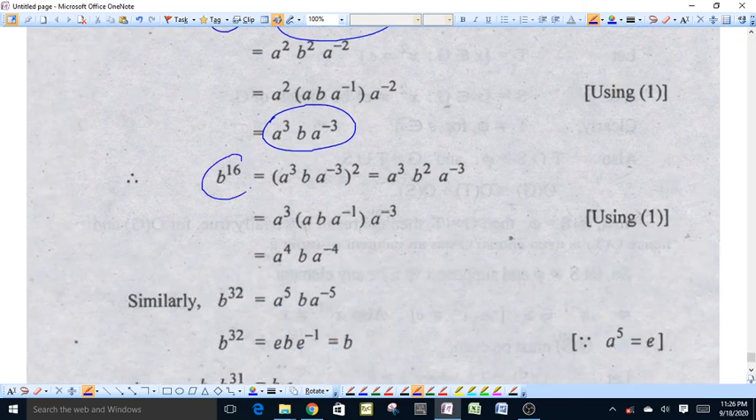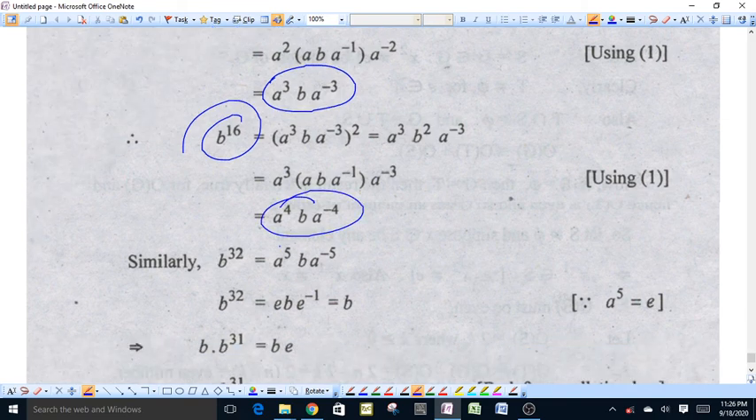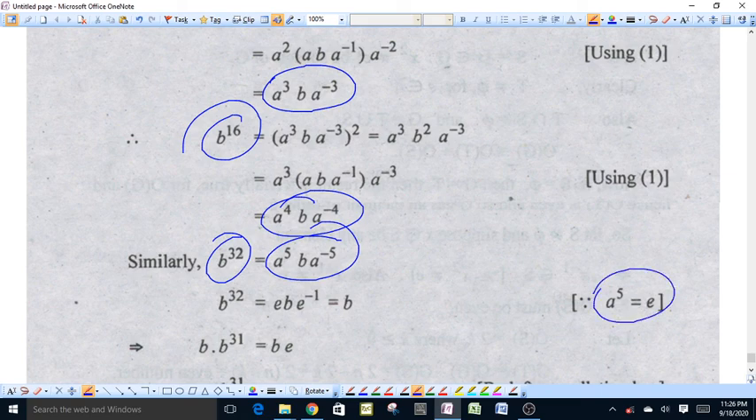Similarly, b raised to power 16 will be equal to a raised to power 4 b a raised to power minus 4. Again, b raised to power 32 will be equal to a raised to power 5 b a raised to power minus 5. But a raised to power 5 is equal to e, because we have given that a raised to power 5 is equal to e. This will be equal to e, identity element, b, a raised to power minus 5 will be equal to e inverse. e into b into e inverse will be equal to b. That is b 32 is equal to b.